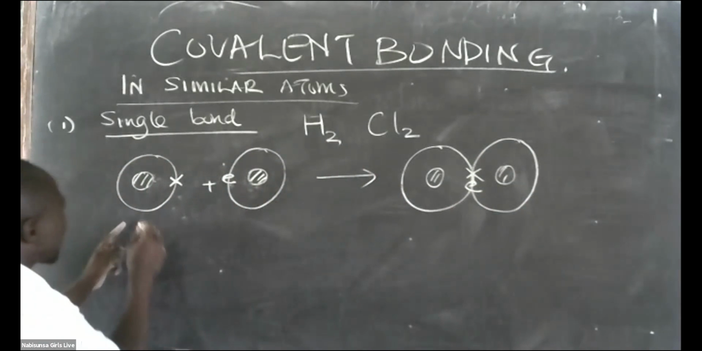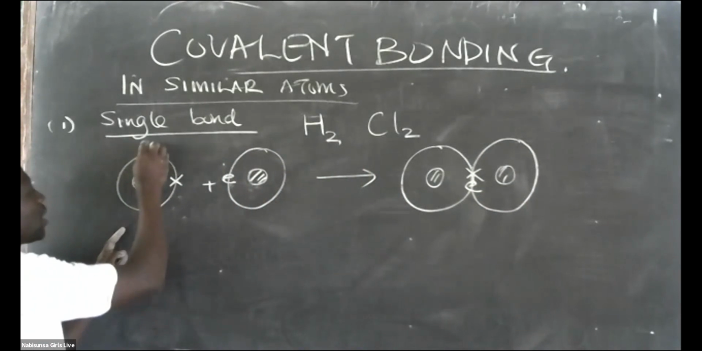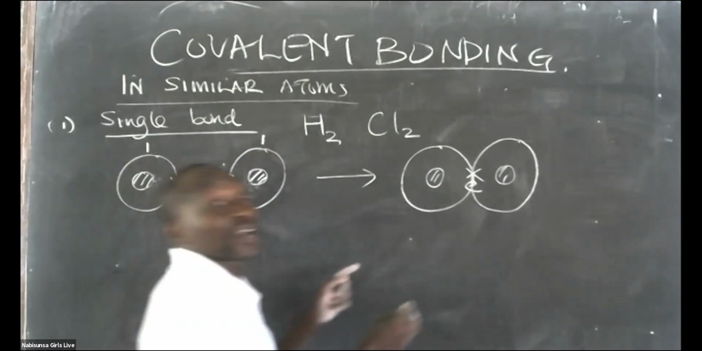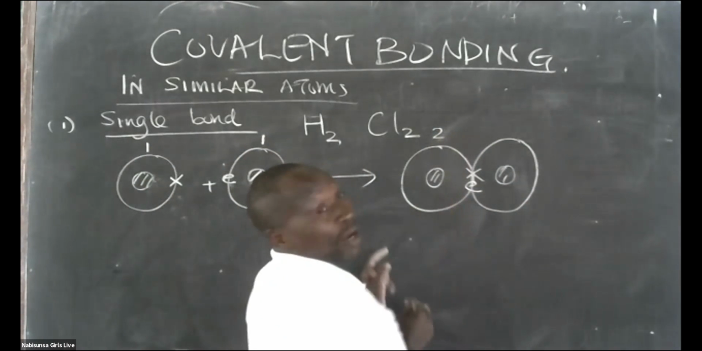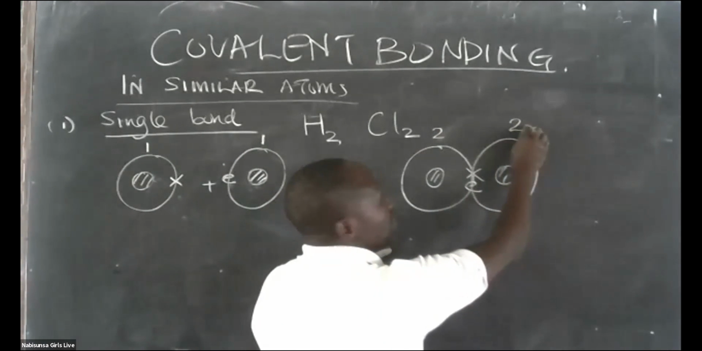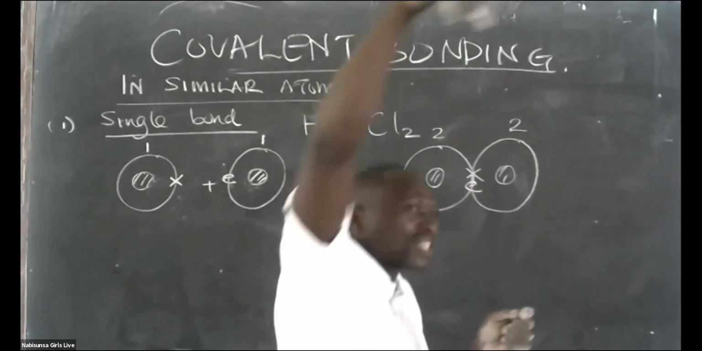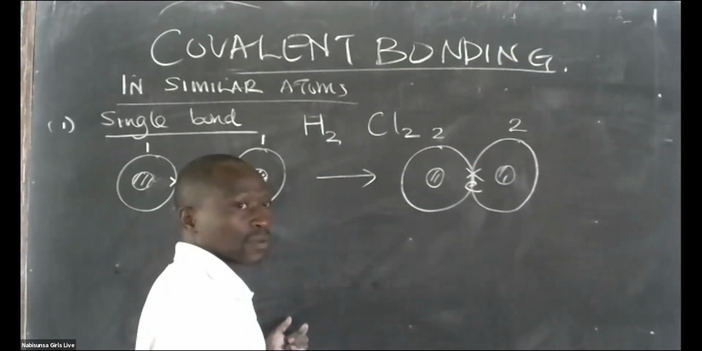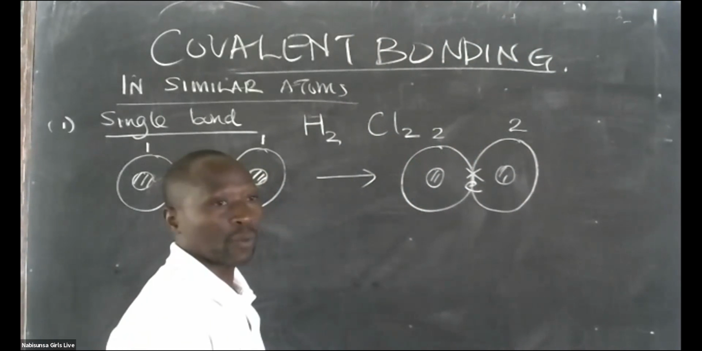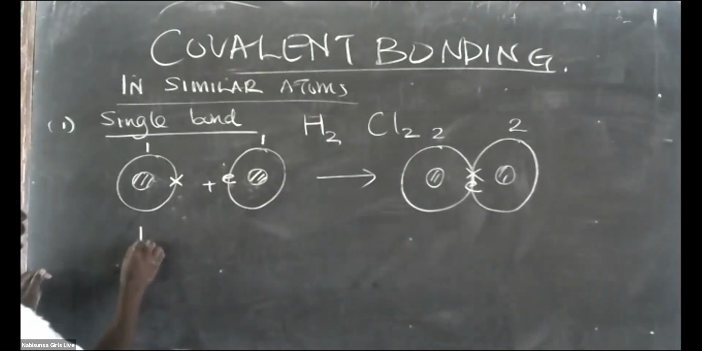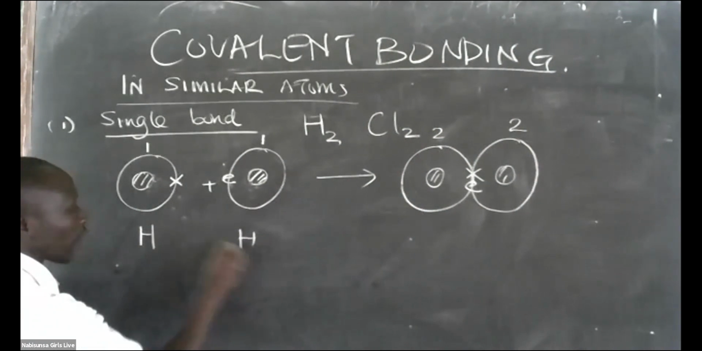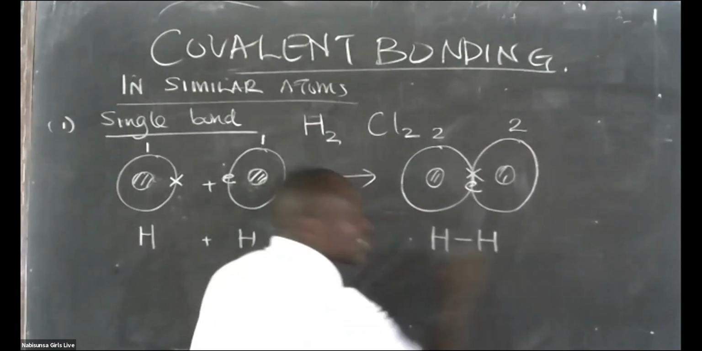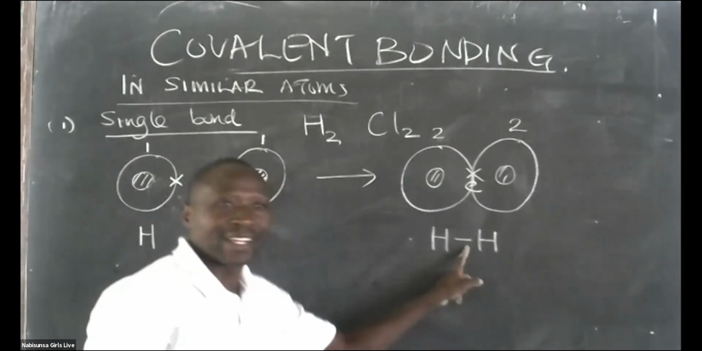So you get it. So what's the electronic configuration of this one? It is 1. The electronic configuration of this one is 1. What's the electronic configuration of each of them? This one now becomes 2. And for this one also it's 2. But it's using an electron which is not its own electron. You get it? So stability acquired. So here I have H added to H, I am now getting H connected to H. This is a single covalent bond.